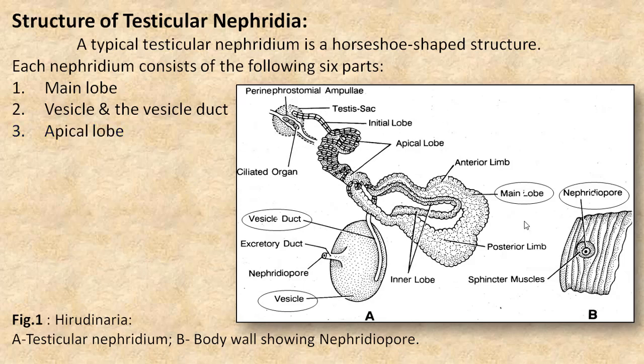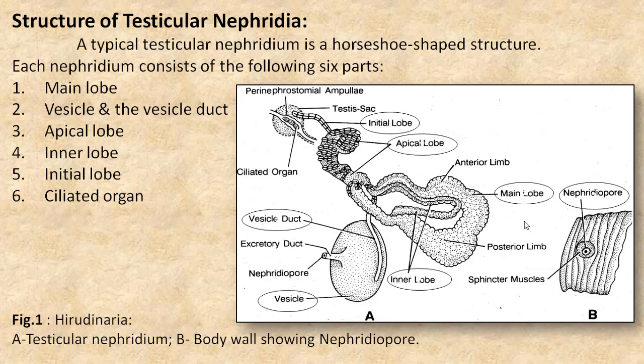Third, apical lobe. This is apical lobe. Fourth, inner lobe. This is inner lobe. Fifth, initial lobe. This is initial lobe. And sixth, ciliated organ. Here you can see ciliated organ. Now we will see each part of nephridium one by one.